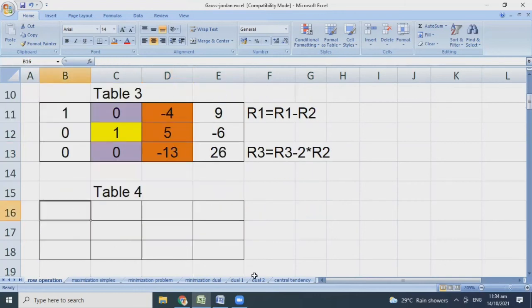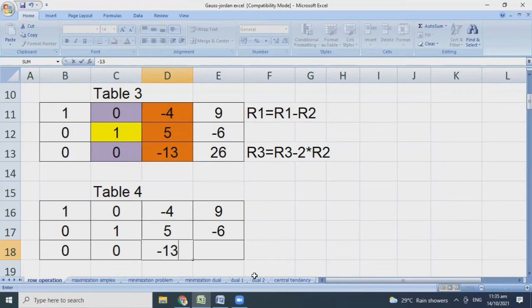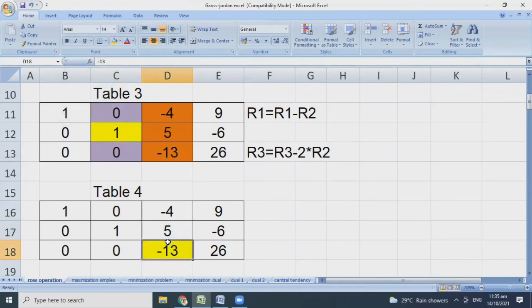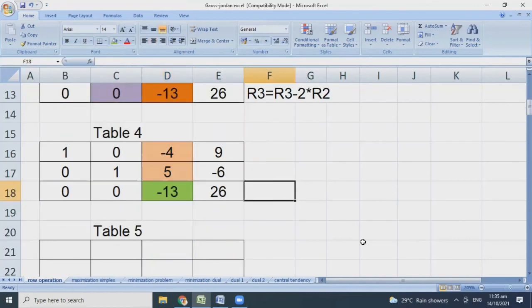So, copy ko lahat yung mga entry na yan, so you'll not get confused. And let's create formula. 0, 1, 5, negative 6, and 0, 0, negative 13, and 26. So, ito, kailangan ko siyang gawing 1. And the rest, zeros. Green ko muna. Ayan. So, pag ginawa ko siya ng formula, yung negative 13, saan ko siya i-multiply para maging 1?